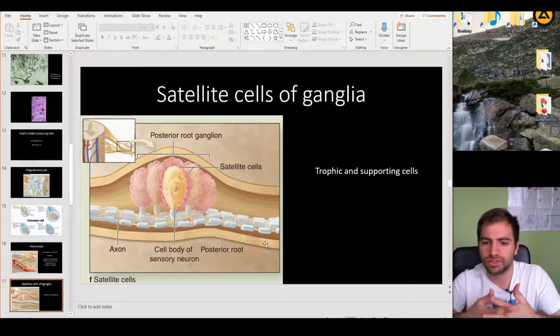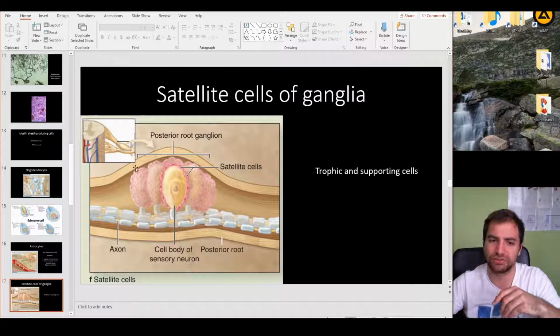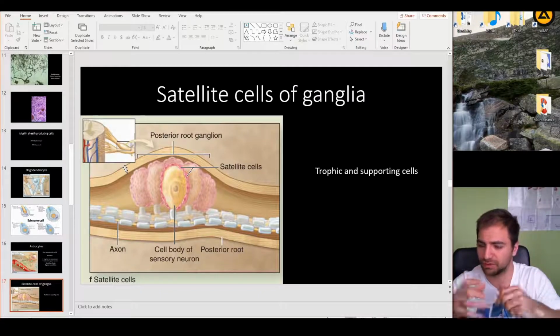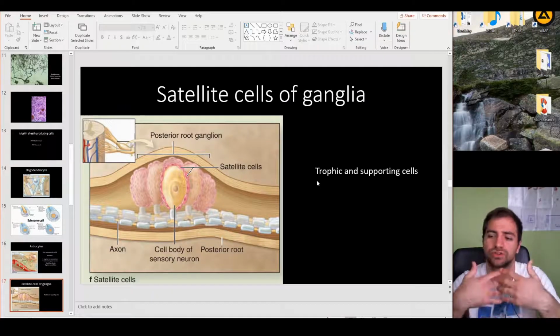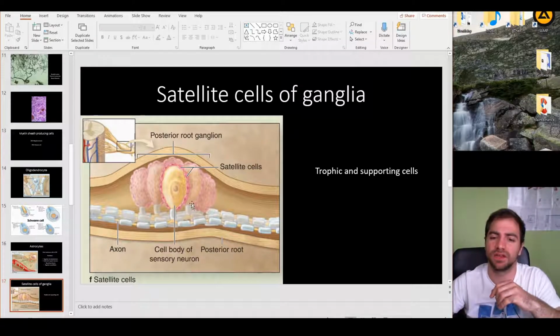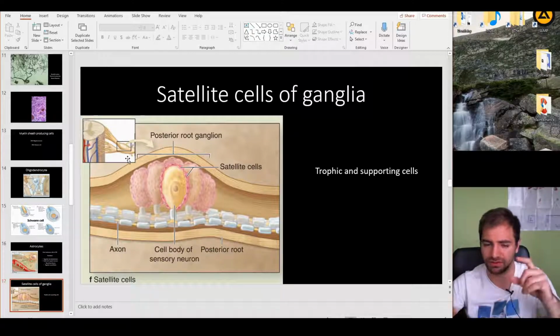Now, another supporting cell is the satellite cells of the ganglion. Now, the ganglia, as said before, are the aggregation of many nerve cell bodies or many nerve cell processes, cytoplasmic processes. And in this case, the satellite cells are supporting cells, trophic. Trophic means that they actually provide nutrients to the cell. And of course, the satellite cells are the cells that surround the ganglia after the spinal cord, the nerves and the spinal nerves.